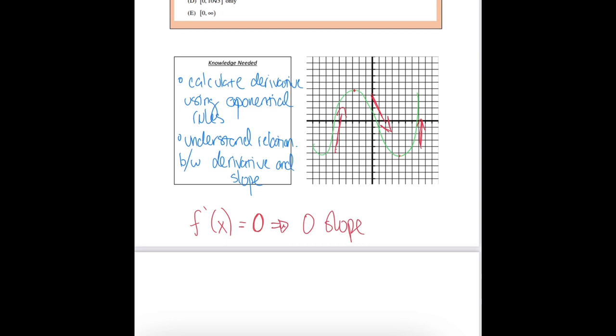What else do we know about that? Well, we also know if f prime of x, or our derivative, is equal to a positive number, then for any x value where we're getting a positive value, that means that we have increasing slope.